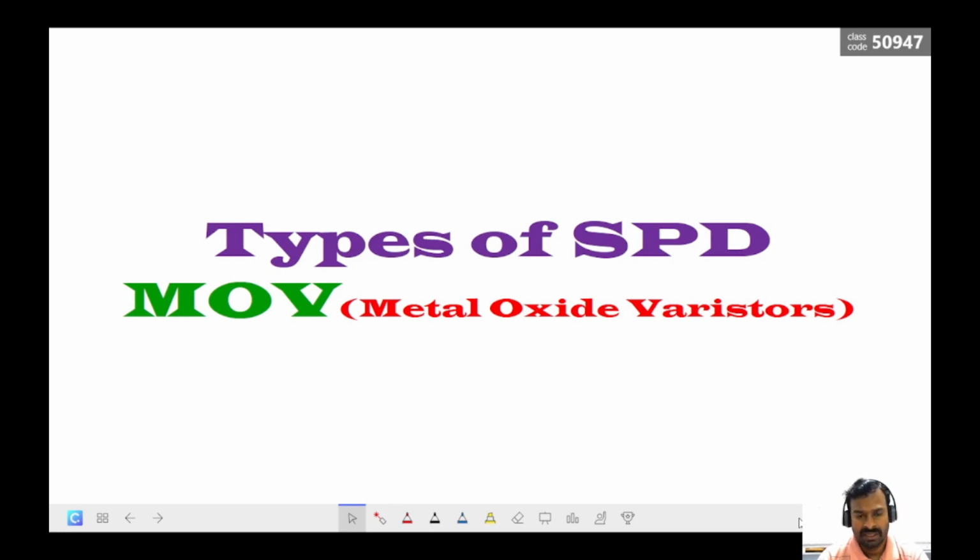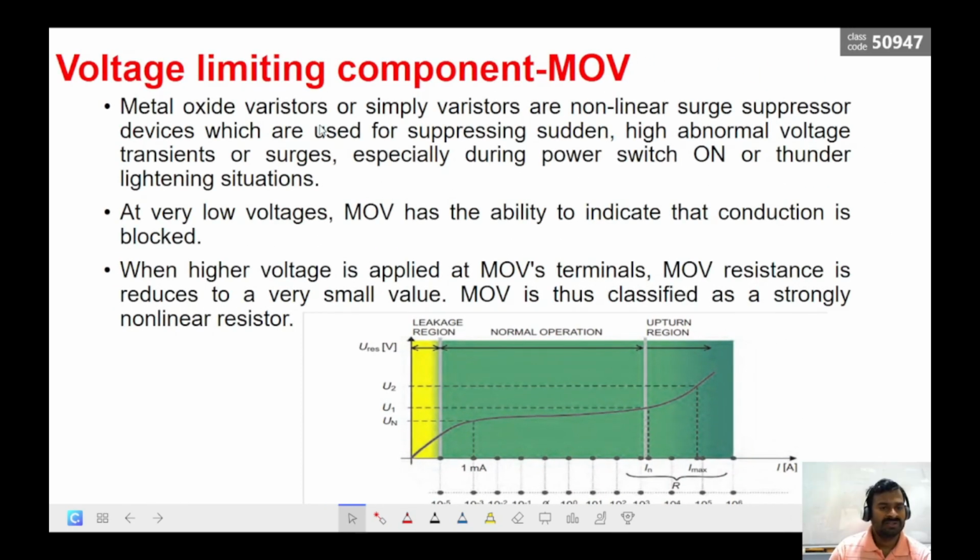surge protective device. As I told you, those two devices are switching type and this one is a regulating type. Let us understand how it works and how it is different from the other two types of surge protective devices. Metal oxide varistors are simply varistors or nonlinear surge suppressor devices which are used for suppressing sudden high abnormal voltage transients or surges, especially during power switch on or thunder lightning situations.